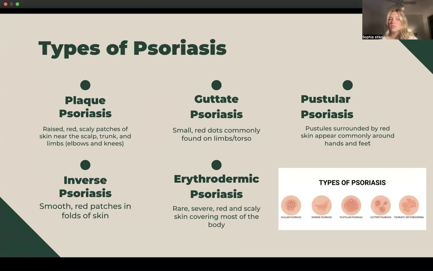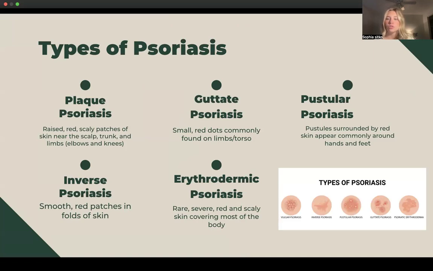Next is guttate psoriasis. These are small red dots that are found mostly on the limbs and the torso. This one is mostly found in children and young adults. And typically it's triggered by an upper respiratory tract infection, such as strep throat.